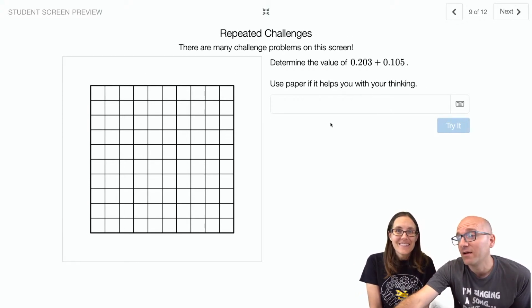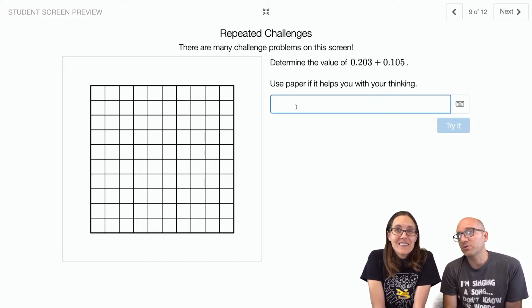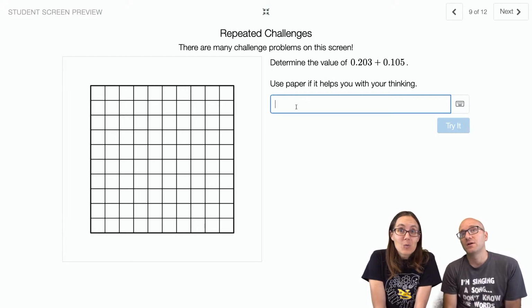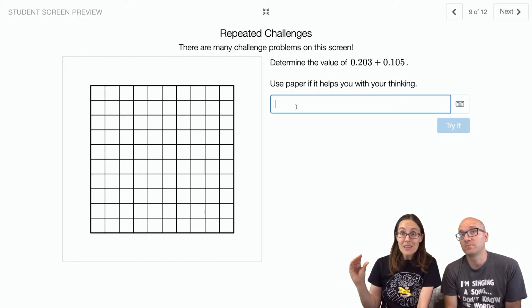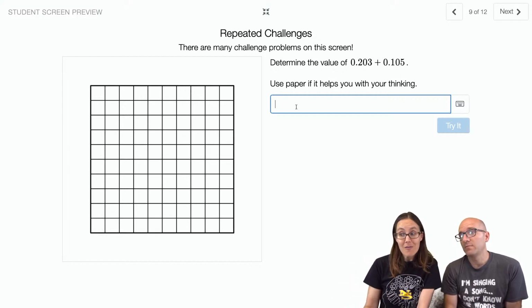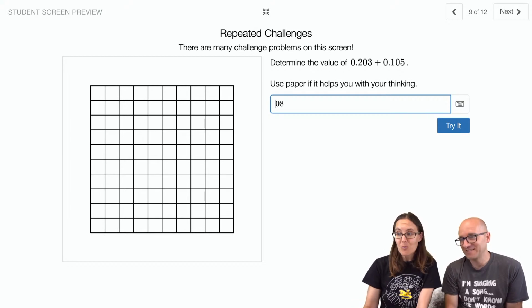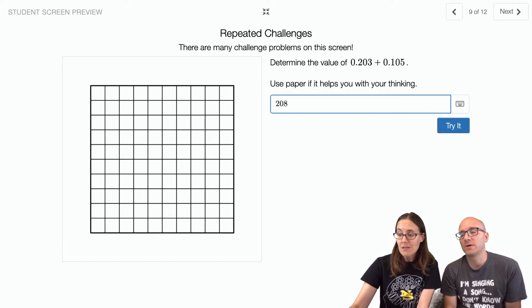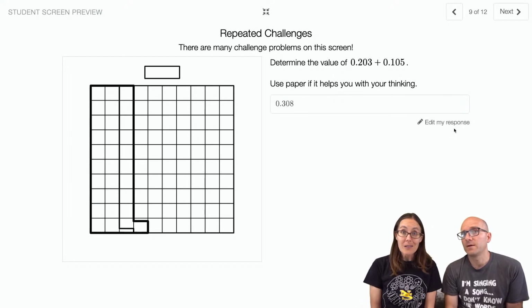All right, Science Mom, can you do this one? 0.203 plus 0.105. I can. So I'm going to start with this furthest place value, the thousandths. 5 thousandths plus 3 thousandths is 8. Then I'm going to move my cursor over. 0 plus 0 is 0. I don't have any tenths. Move it over one more time. 2 plus 1 is 3. I did that kind of a funny way, and if you want to write it out on paper, that is a good way to do it as well.